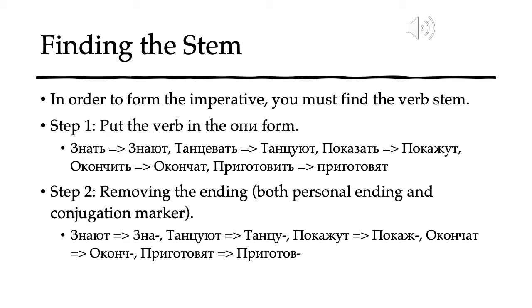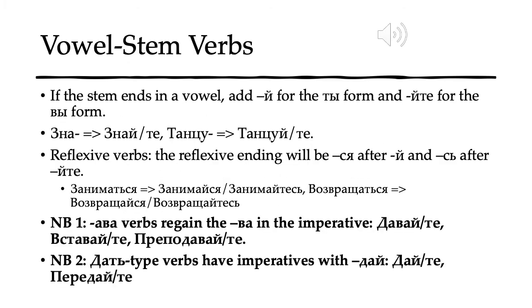We put the verb in the они form. Then our second step is to remove the ending, both the personal ending and the vowel that's the conjugation marker. If we do that, знают becomes зна, танцуют becomes танцу, покажут becomes покаж, окончат becomes оконч, приготовят becomes приготов. Once we do that, we will see that our verbs have split into two familiar classes, vowel stem verbs and consonantal stem verbs. Let's start with vowel stem verbs because they're almost always easier.